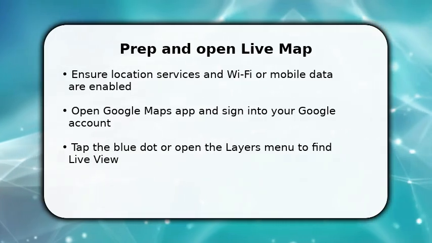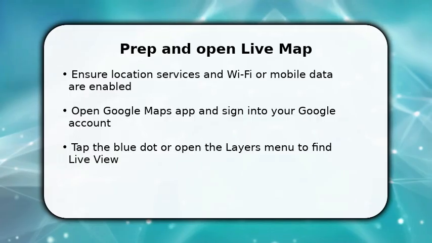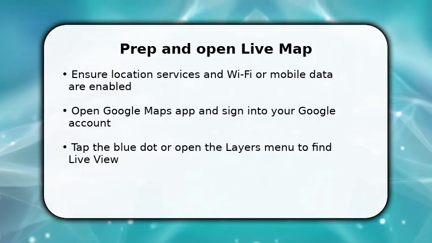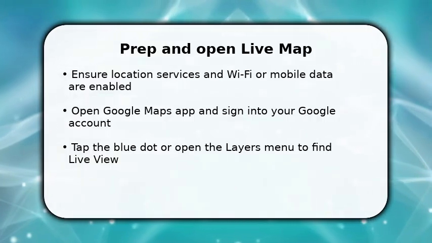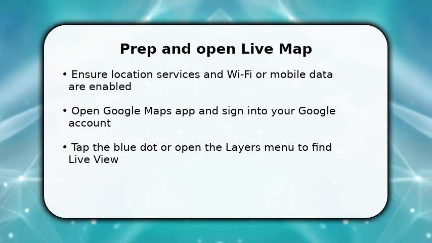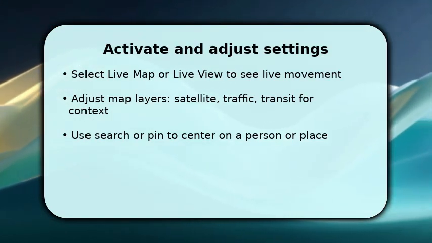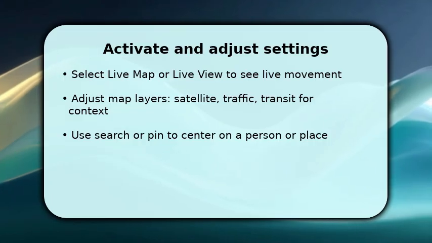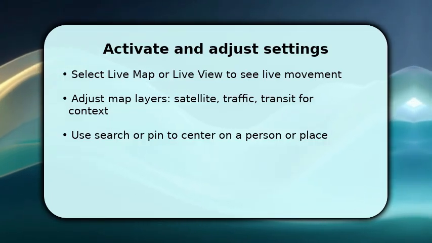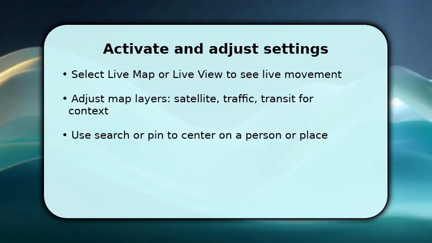This immediate setup gets you into the live map quickly, so you can move to sharing or viewing real-time locations without delay. Now activate Live Map or Live View. You'll see real-time positions and movement. Once active, adjust layers like satellite for imagery and traffic for congestion context so you know why routes change.